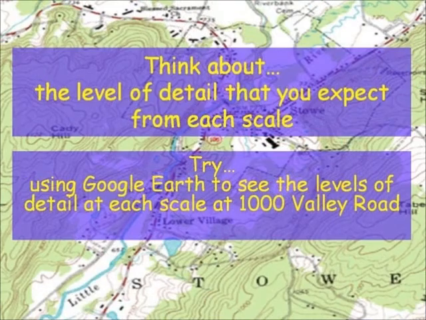Think about the level of detail that you expect from each scale and what's possible to do with each scale of information. A 1 to 24,000 scale map offers a tremendous amount of detail that can be used for example, a watershed analysis. A 1 to 100,000 scale map offers the kind of detail that might be useful for a watershed or a sub-regional analysis. For example, if we're looking at the overall city of Reno. Finally, a 1 to 250,000 scale map might be useful for an overall analysis of the region.